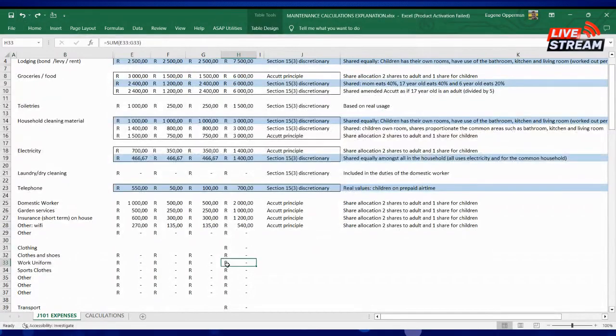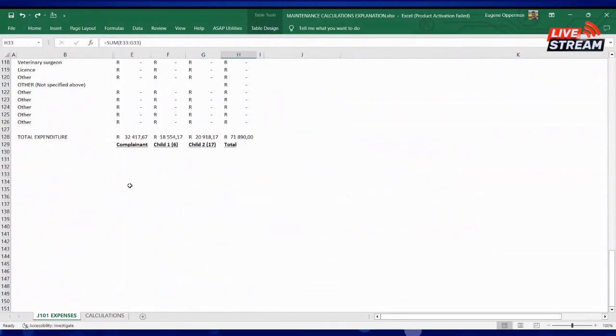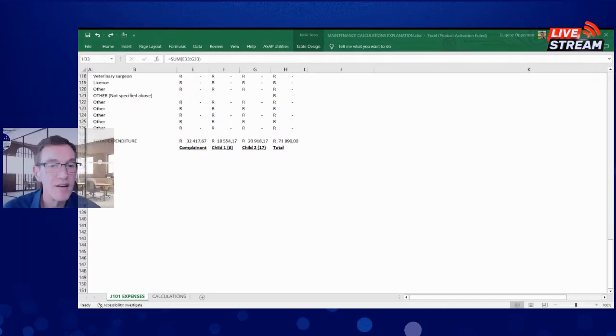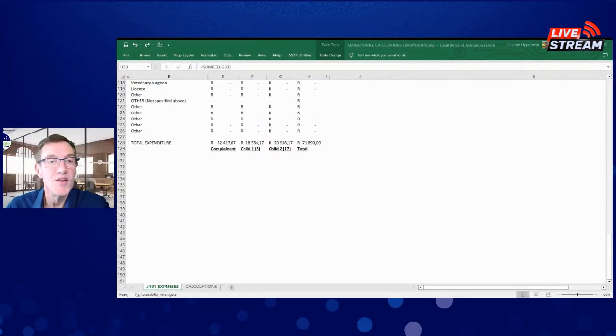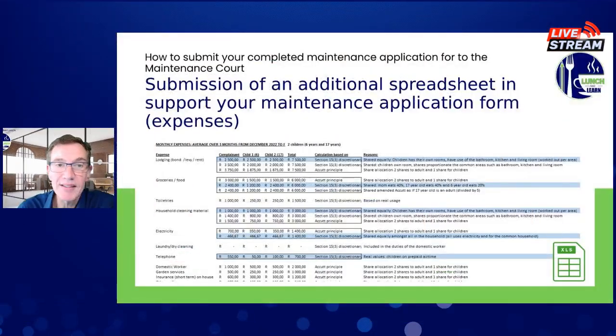Oops, there it goes. Sorry. So those are the amounts that you fill in on the J101 form. So that is basically the use of a spreadsheet in order to make it easier for the court to know how you came to those amounts. It works well in practice. We've seen that quite a lot. It is just so much easier.